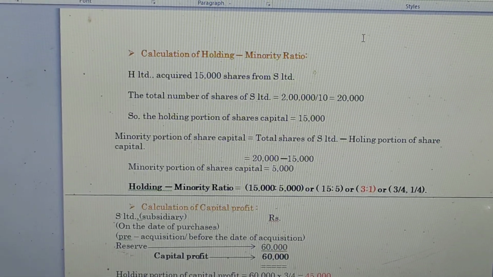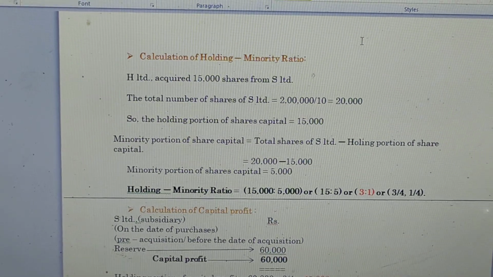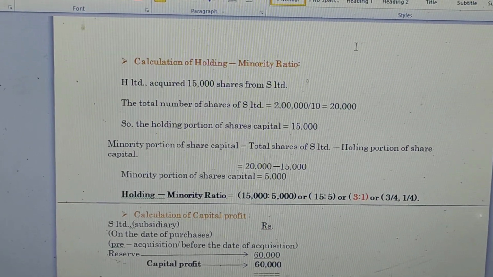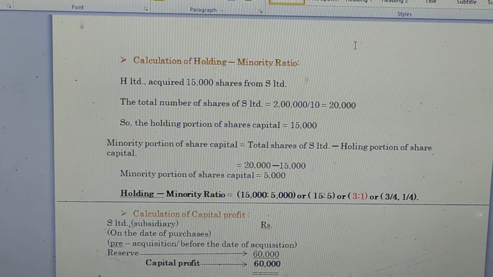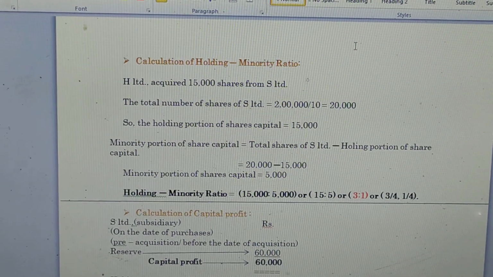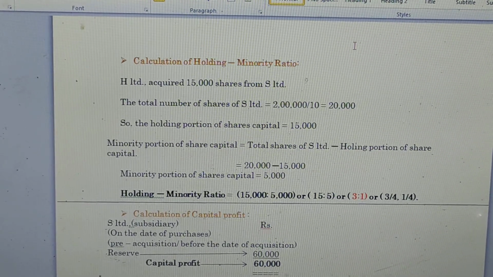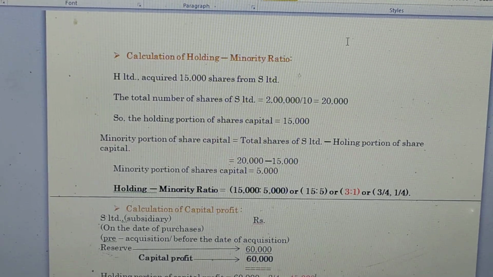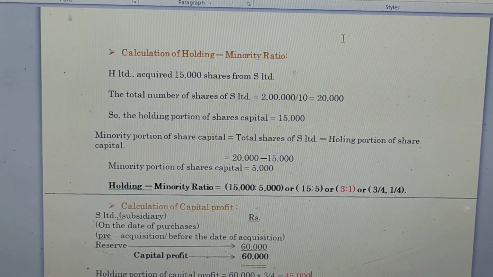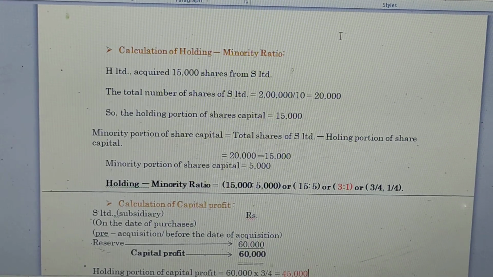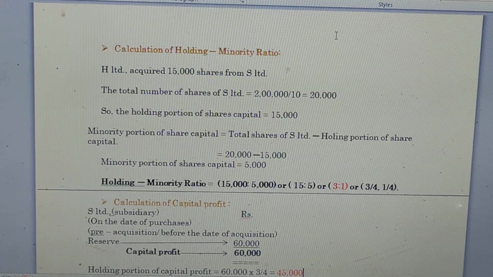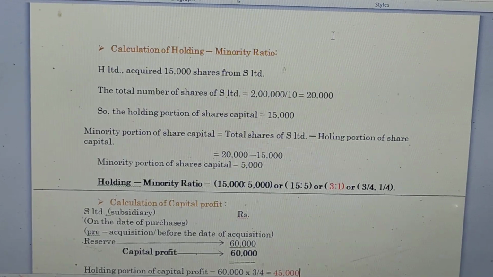Minority portion of share capital equals total shares of S Limited minus the holding portion of share capital. So 20,000 minus 15,000, the minority portion of share capital equals 5,000. So the holding minority ratio is 15,000 to 5,000, or 15 to 5, or 3 to 1, or 3 by 4 and 1 by 4. 3 by 4 for holding, 1 by 4 for minority.